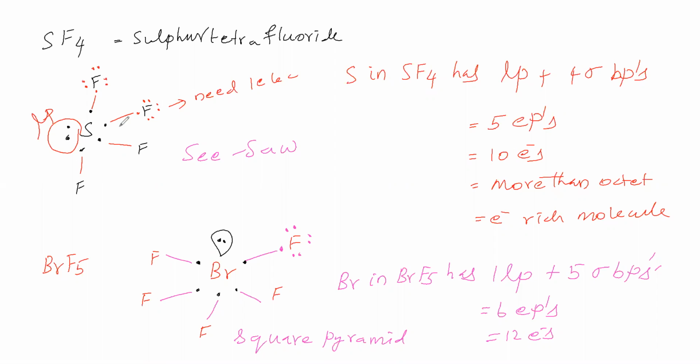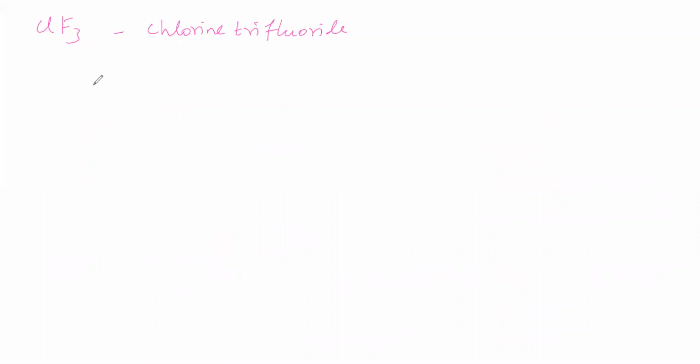These two are acting like legs, and these two are for sitting. Here one person can sit, here one person can sit, like this. Okay, so this is a seesaw shape. It is a square pyramid. Why is it a square pyramid? If you join these 4 fluorine atoms, you will get a square. Therefore, square pyramid.